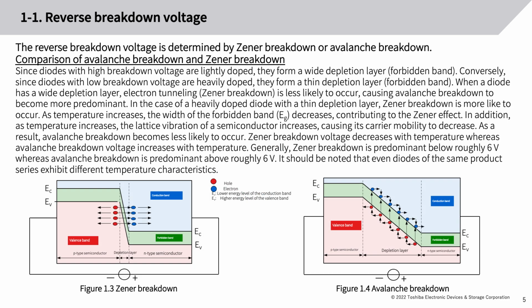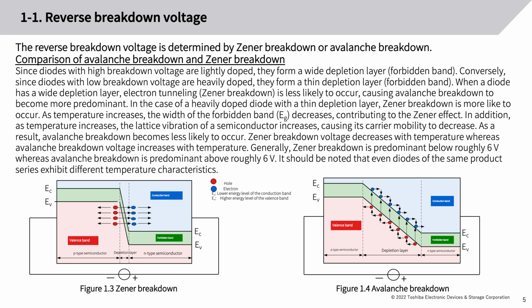Comparison of avalanche breakdown and Zener breakdown. Since diodes with high breakdown voltage are lightly doped, they form a wide depletion layer, forbidden band. Conversely, since diodes with low breakdown voltage are heavily doped, they form a thin depletion layer, forbidden band. When a diode has a wide depletion layer, electron tunneling, Zener breakdown, is less likely to occur, causing avalanche breakdown to become more predominant. In the case of a heavily doped diode with the thin depletion layer, Zener breakdown is more likely to occur.